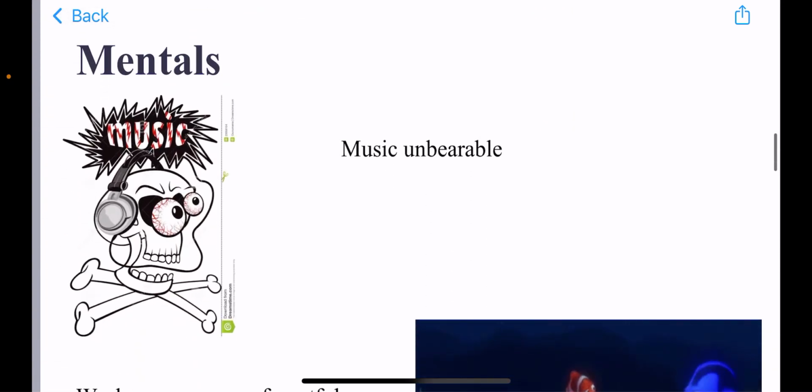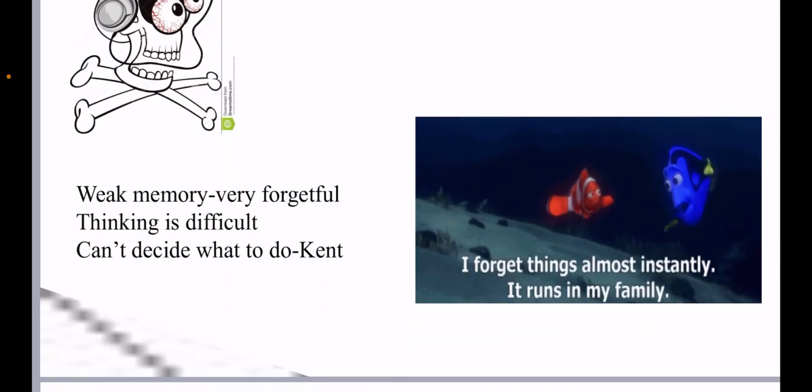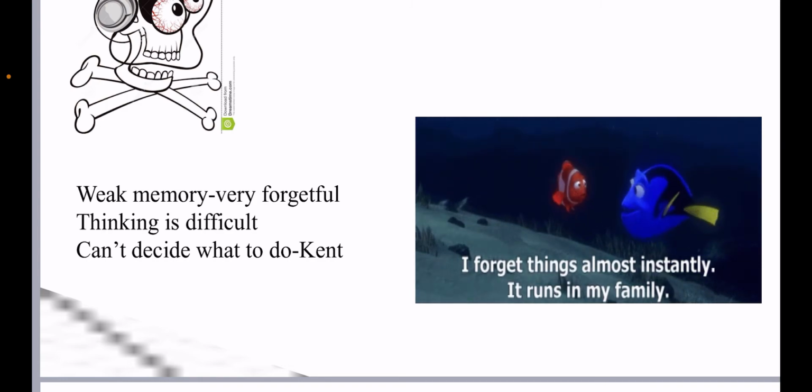Now let us look at the mentals of Digitalis purpurea. The music is unbearable to the patient. There are other drugs also in which music is unbearable: Sabina, Aconite. If you know more, you can put it in the comment box. And then very weak memory, very forgetful, thinking is difficult, cannot decide what to do.